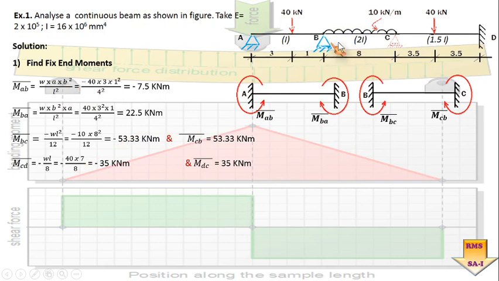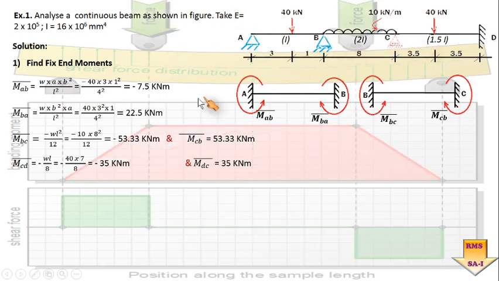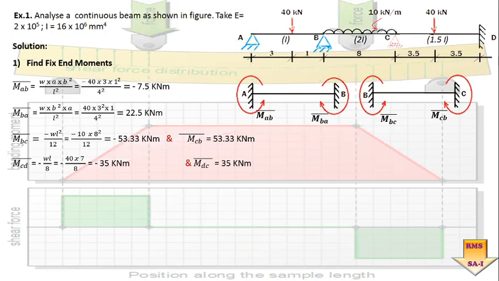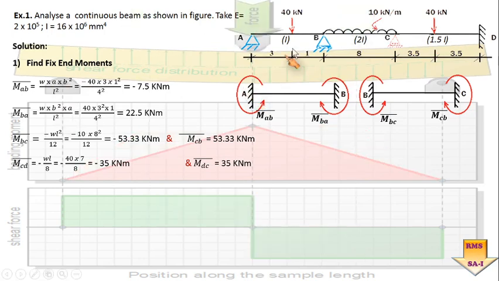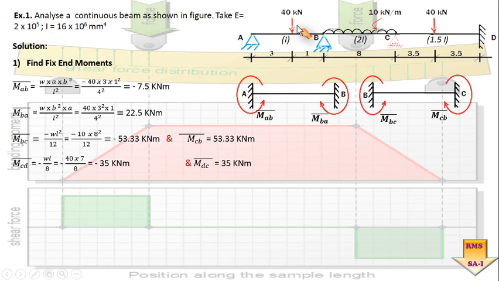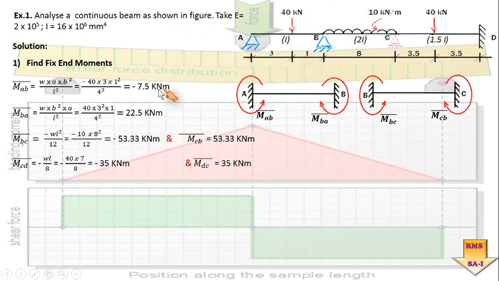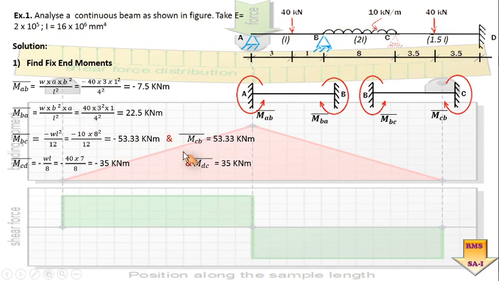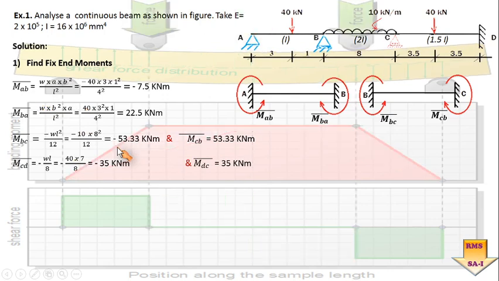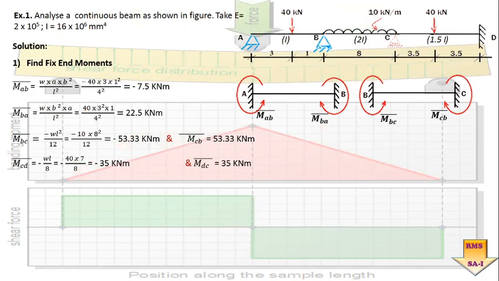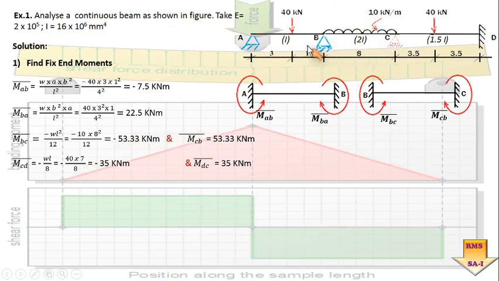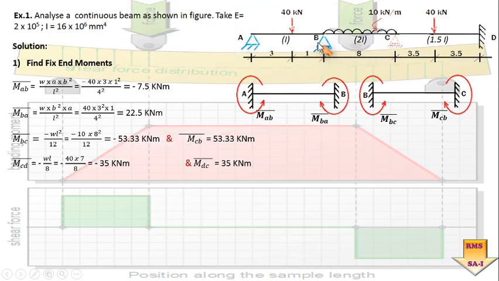Accordingly we are going to judge for each and every span, and we are going to select an individual formula for finding out the fixed moment, and after that we are going to substitute the values of the loads and the spans, and then we are going to get the fixed moment finally. Is it okay? So here I have found out all the fixed moments, and after finding out the fixed moments, we have to understand what the various displacements are as unknowns in this.